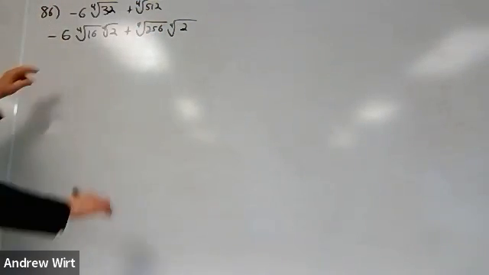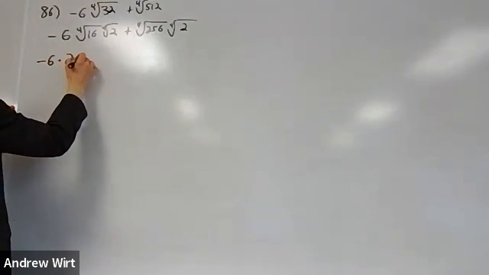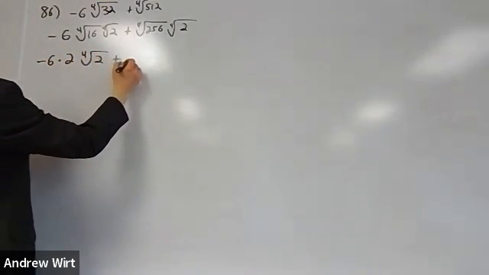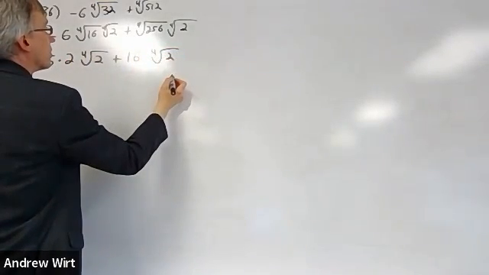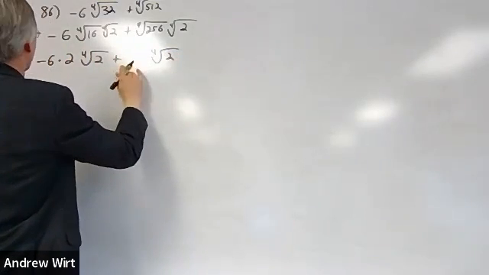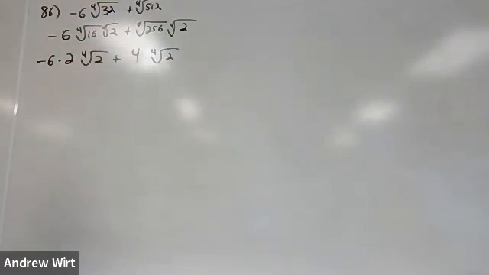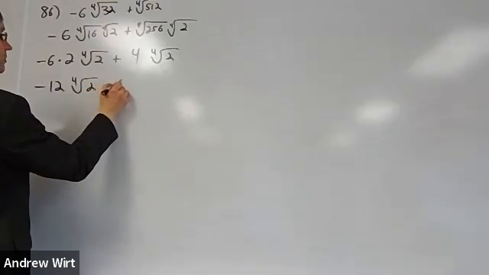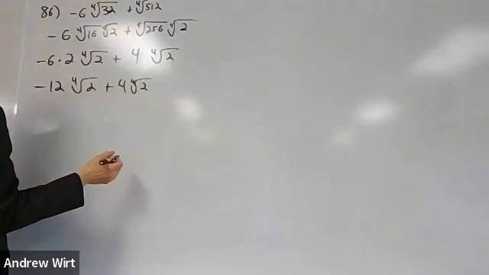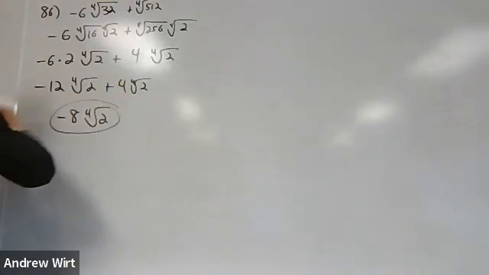Okay, now we can evaluate these perfect quads here. So negative 6 times 2 times the fourth root of 2 plus the fourth root of 256 is 4. So we got 4 times the fourth root of 2. I multiply these out. That's negative 12 times the fourth root of 2 plus 4 times the fourth root of 2. Now we have like terms. We combine these and get negative 8 times the fourth root of 2.